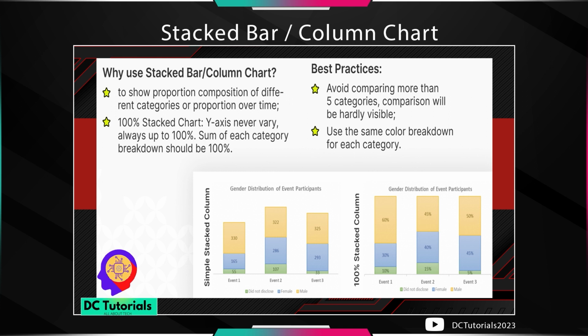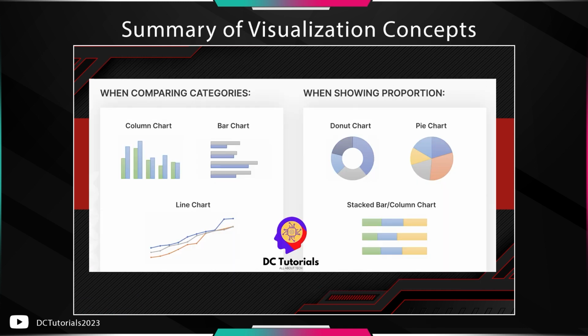Some of the best practices that we've learned. First, avoid comparing more than 5 categories because comparison will be hardly visible. And always try to use the same color breakdown for each category.